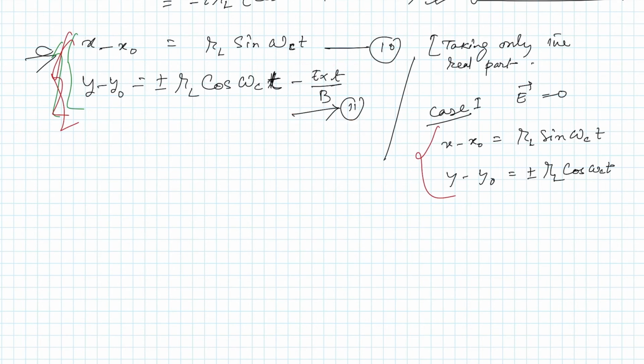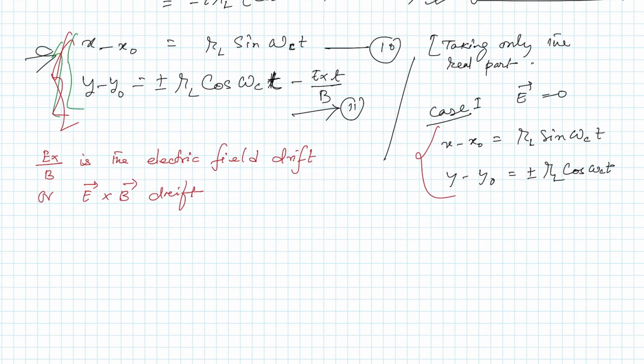Here E x by B is called the electric field drift, or we can say the E cross B drift.